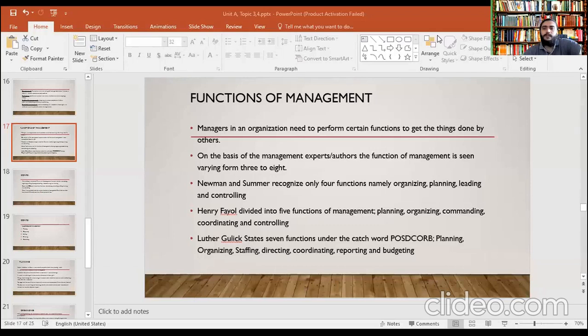Today I will be discussing the functions of management. I have already discussed the Mintzberg managerial roles, and I have also talked to you about the different types of skills that a manager at different levels of management in the organization should have. I have talked to you about the conceptual skill, the technical skills, and the HR skills. Different types of skills are needed according to the levels of management.